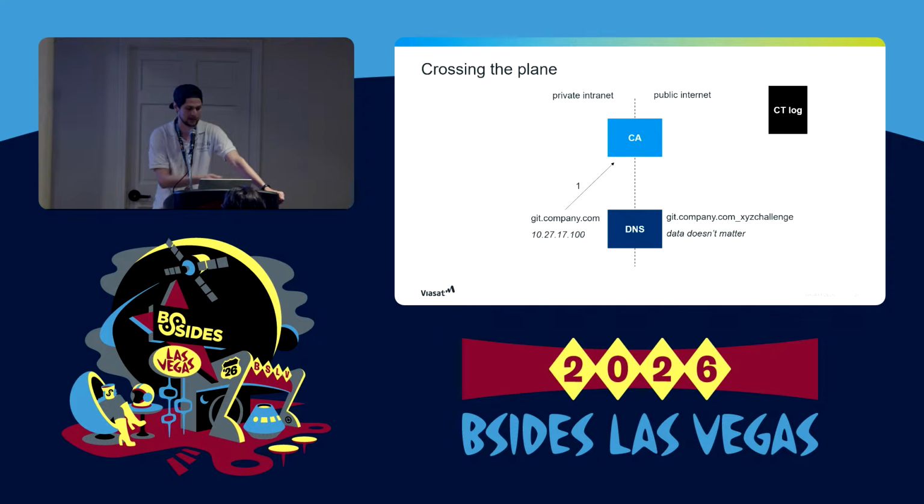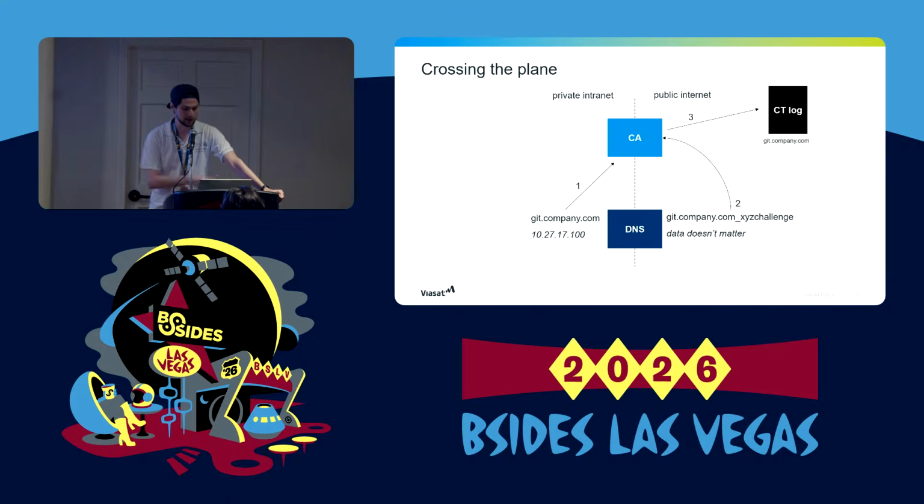I have to make a public DNS record. It may or may not be the same. In this example, I've actually made it a separate one, but I make a public DNS record for my git.company.com with my challenge in it, right? There's various ways to do this, but the details aren't important. It doesn't even matter what data I put in here. I just have to prove that I own the domain. But I make that publicly. So, the CA can now see that.